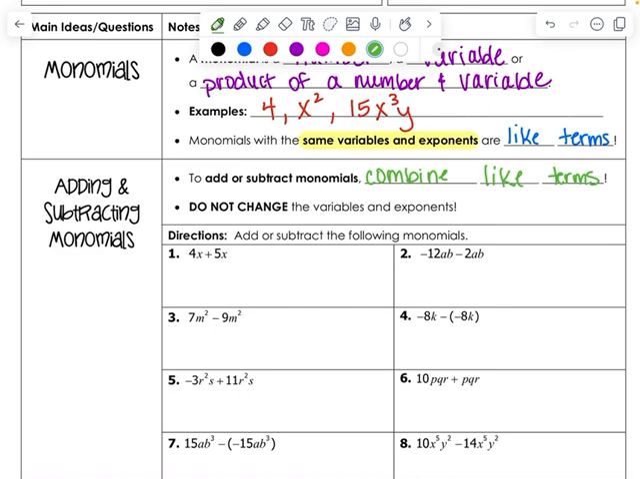So we need to figure out which terms are alike. They have the same variables with the same exponents, and then we can add or subtract those together. Something that's going to be really important: we are not going to change the variables or exponents. We are just going to add or subtract their coefficients, those numbers in front.